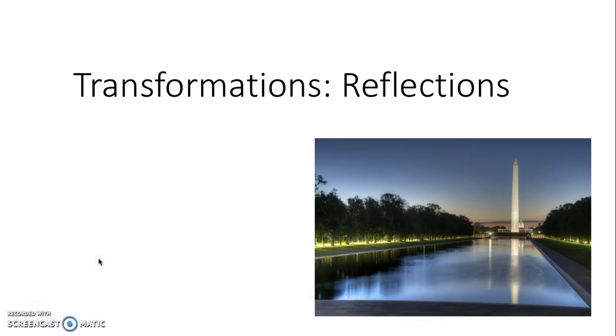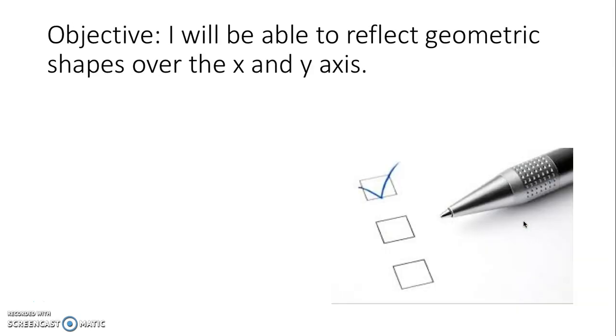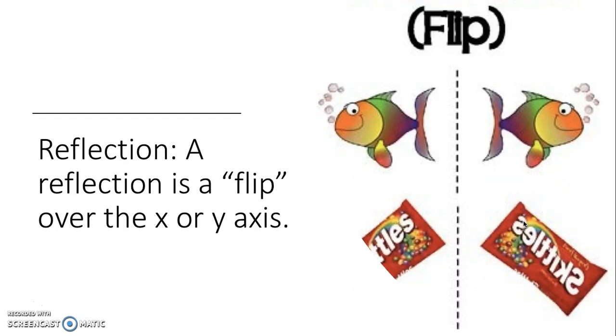Today we are going to be starting our transformations unit, and today specifically we are going to be talking about reflections. A very popular example of reflection would be the reflecting pool for the Washington Monument in Washington, D.C. Our objective for today is that we will be able to reflect geometric shapes over the x and y axis. A reflection is a flip over the x or y axis.